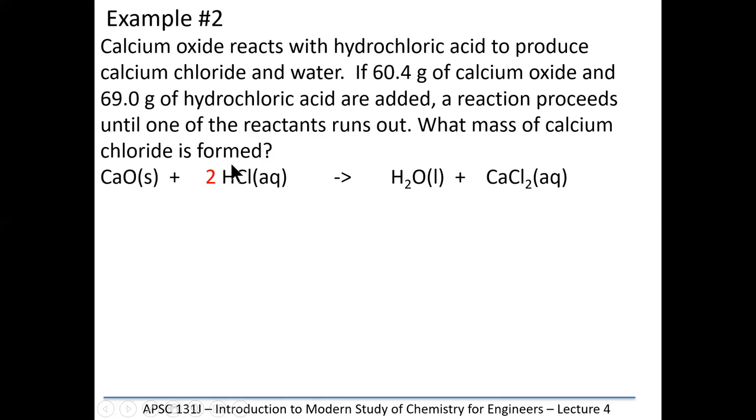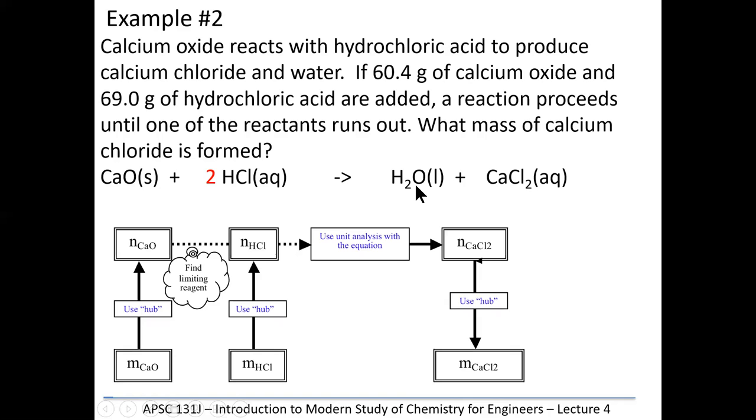Whenever you take these, like hydrogen chloride gas and dissolve it in water, you get hydrochloric acid. The difference between hydrogen chloride gas and hydrochloric acid is indicated by the aqueous symbol here. So that's the terminology we use in chemistry to indicate an acid versus a gas. Now, it produces, in this case, calcium chloride. Calcium's a positive two, chlorine's a minus one, and water.